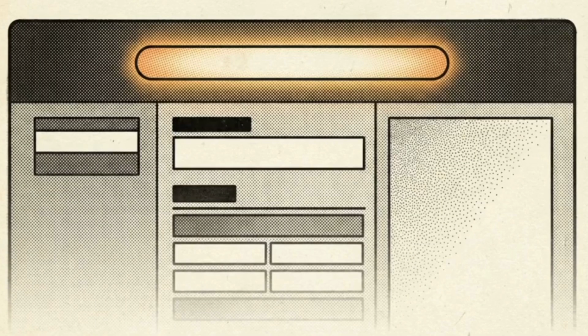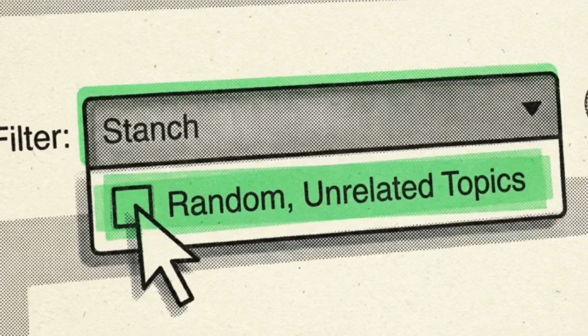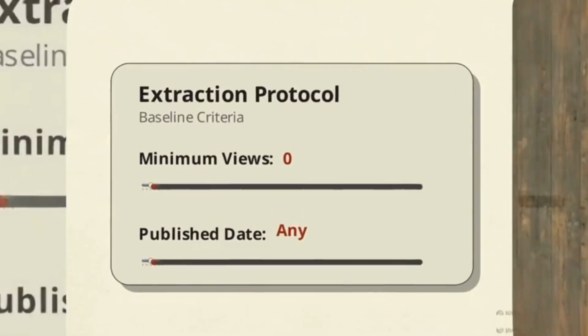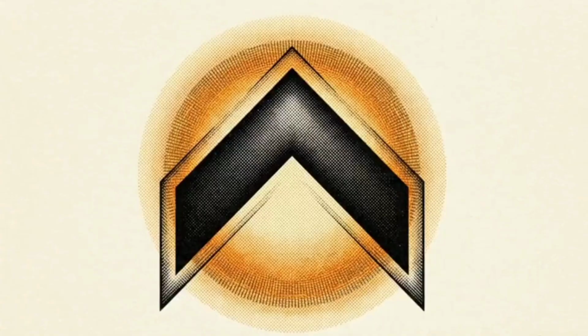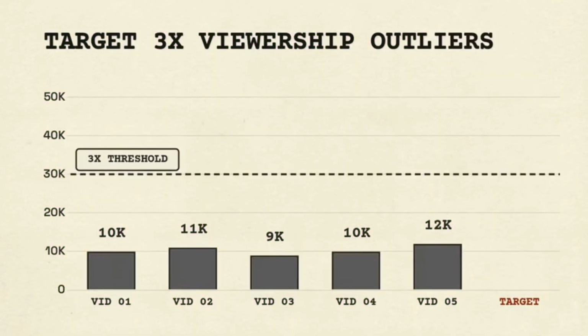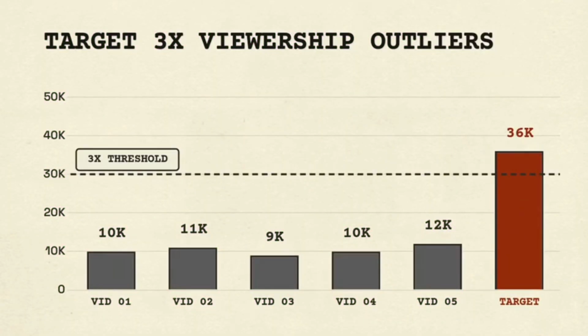Step 1 is sourcing the raw material. Open your preferred YouTube research tool or use the standard search bar and explicitly filter your results for random, entirely unrelated topics. We need to ensure the format is currently active. Set your baseline criteria to surface videos that have generated at least 10,000 views and ensure they were published within the last 6 months. The most critical metric to look for is the Outlier score. We are actively looking for a video that performed at least 3 times better than that specific channel's average viewership.